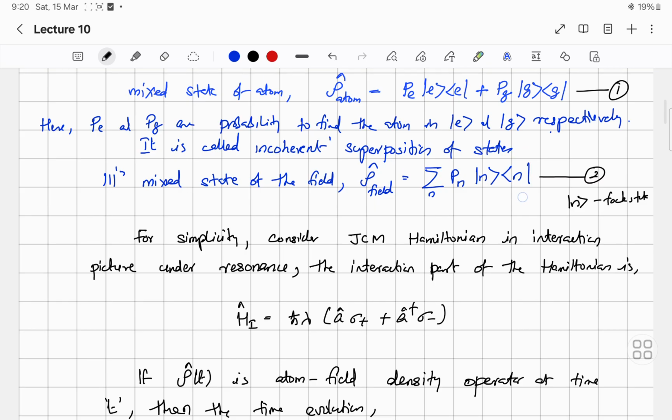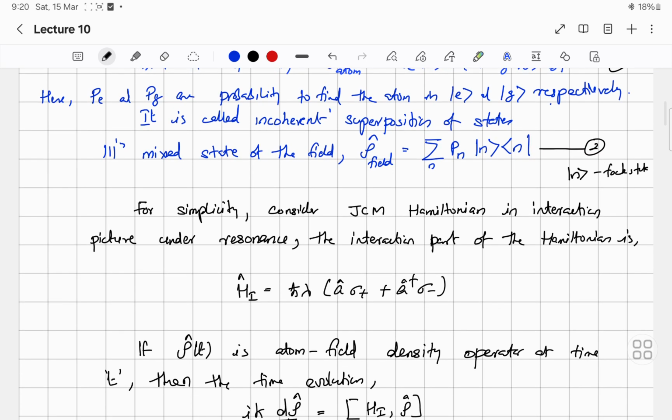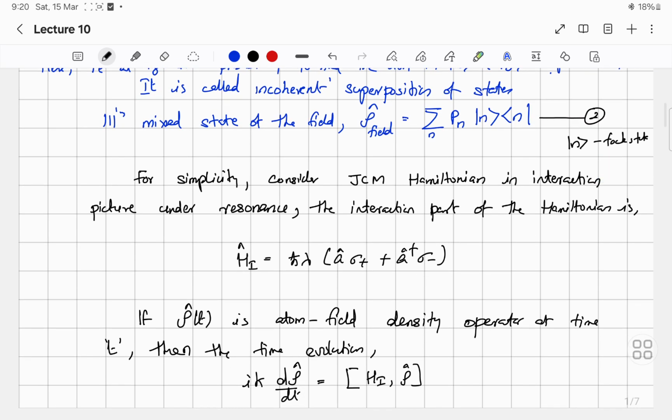Now let's consider the Jaynes-Cummings model with the Hamiltonian in the interaction picture under resonance. The interaction part of the Hamiltonian, HI, is given as h cross lambda times (a sigma plus, plus a dagger sigma minus). This can be our equation number 3. We are considering this for simplicity.